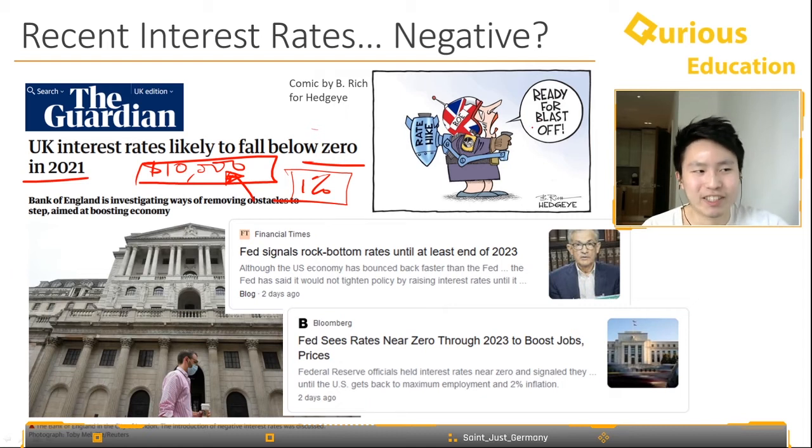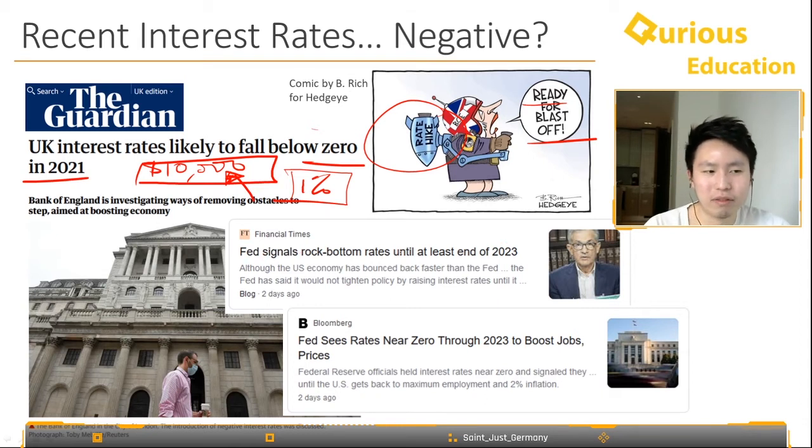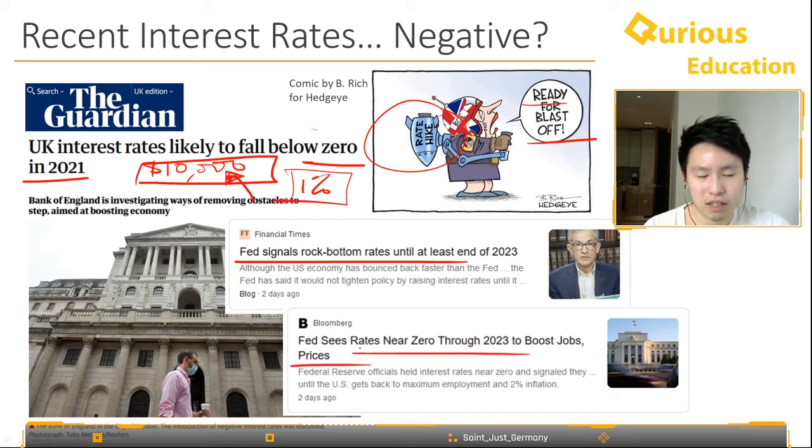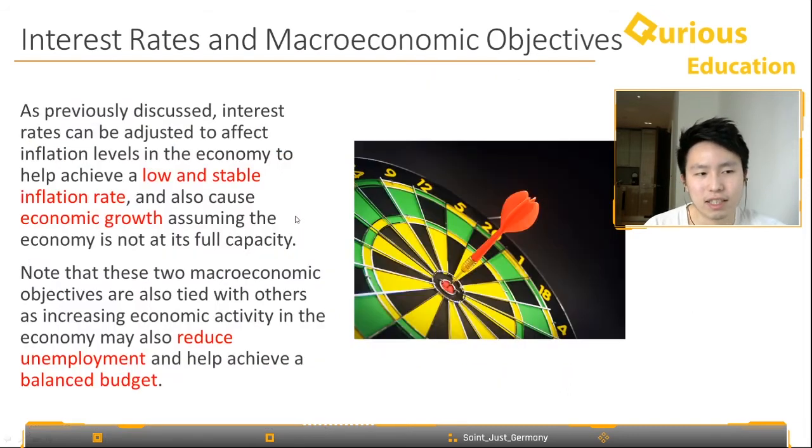And of course, we've got another comic here. You can see that this is probably Theresa May or something, ready for blast off, but the interest rate is the other way around, so it's like negative interest rates. During the coronavirus pandemic and recession, most countries like the US are trying to decrease their interest rates as much as possible, so that they would be able to stimulate the economy, like we previously discussed.